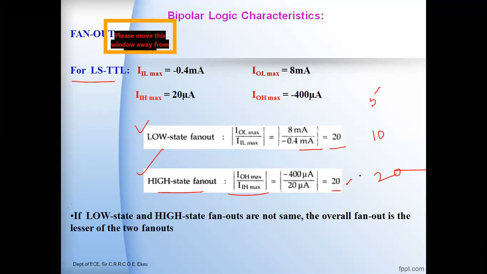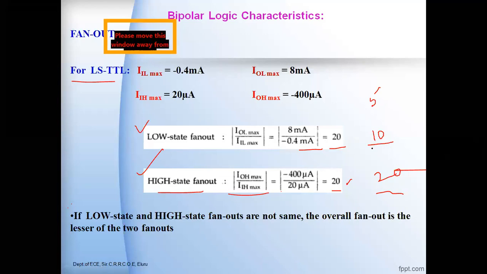But if the low state fan out and high state fan out are two different values, then the overall fan out is the lower value of the two fan outs. Whichever is the lesser of the two, that is the DC fan out. So during the low state, it is driving 10 TTL inputs. During the high state, it is driving 20 TTL inputs.